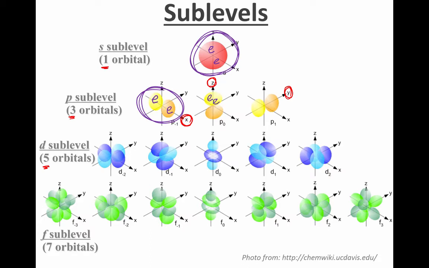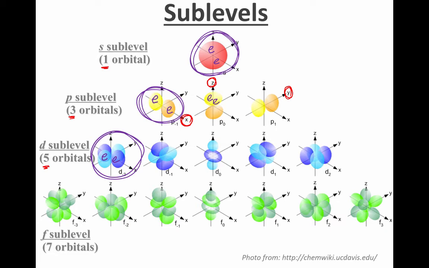So what about the d orbitals? I wonder how many electrons can fit in that orbital. No, not 4. This orbital also holds 2 electrons. Somewhere in that space, you could have up to 2 electrons.